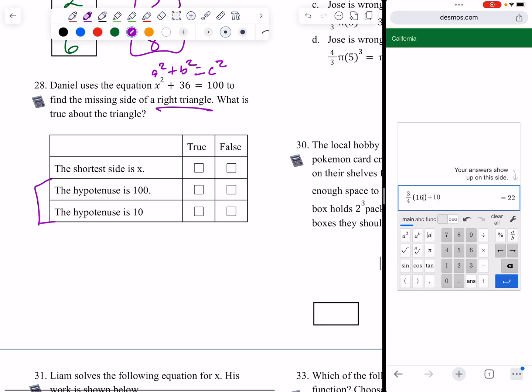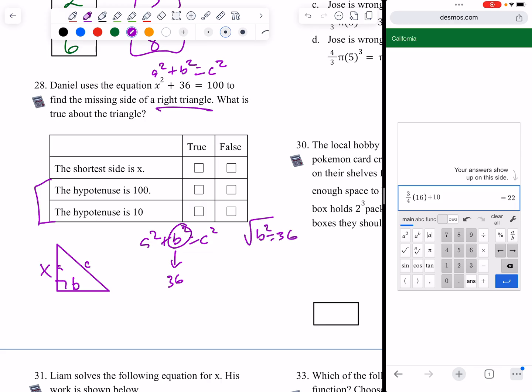So the thing about a right triangle, okay, is that this is A, that's B, and that's C. It's going to be A squared plus B squared equals C squared. So if they told me my A was X, my B squared is 36. So that's not B. If B squared equals 36, I take the square root. B is actually 6, right? Because 6 times 6 is 36.